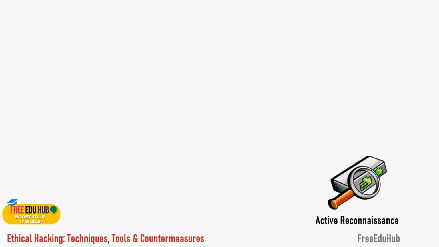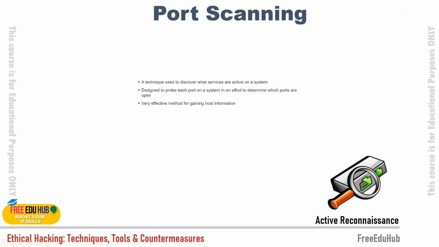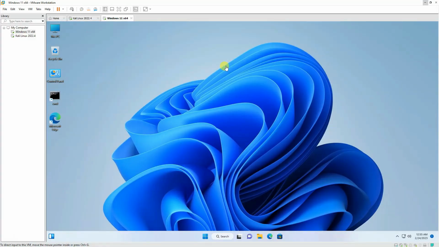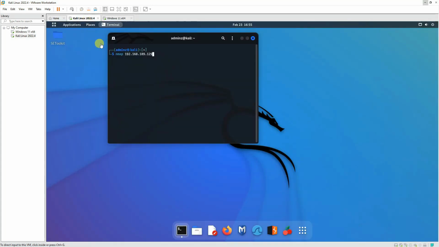Now next is port scanning. We used Nmap software for that earlier. Port scanning is a technique used to discover what services are active on the system. It is designed to probe each port on the system in an effort to determine which ports are open, and it is a very effective method for gaining host information. As you know, I have 2 virtual machines running on my VMware Workstation. One is Kali Linux, the other one is Windows 11. If you want to know how to install virtual machines in VMware Workstation, you can check it on my channel.